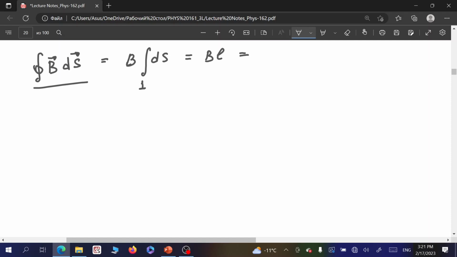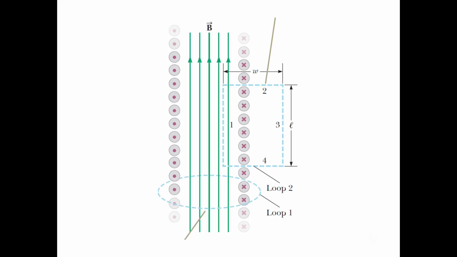Mu naught times the current. So now the question is, what will be the current which flows through the area of this closed loop? The magnitude of the electric current which flows through the wire from which we made this solenoid is, let's say, I.